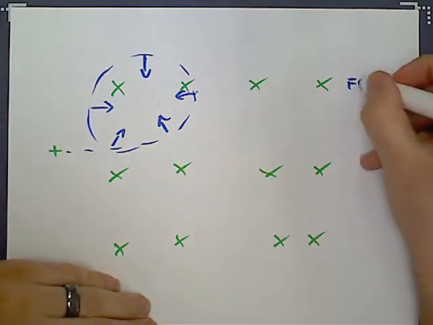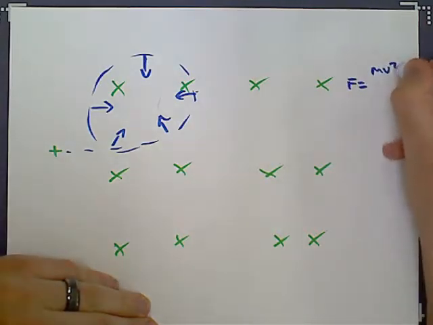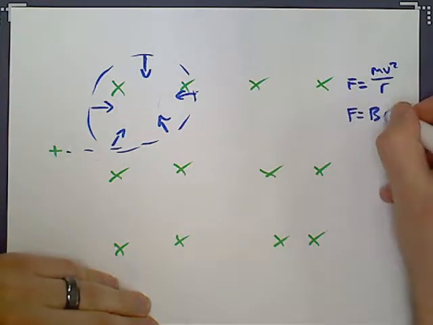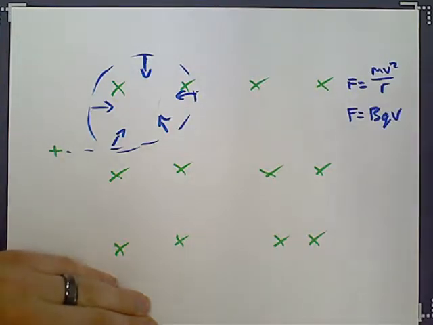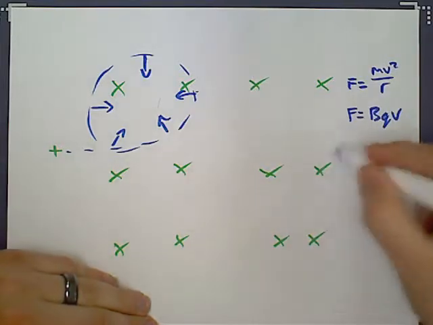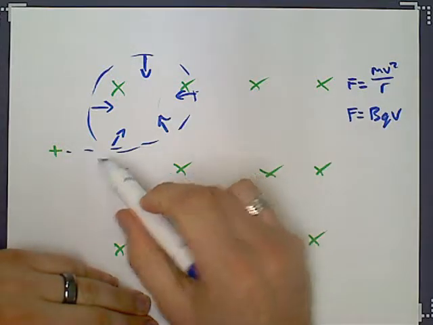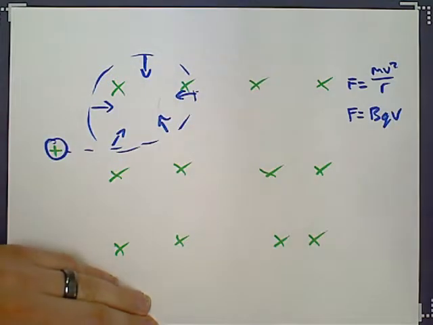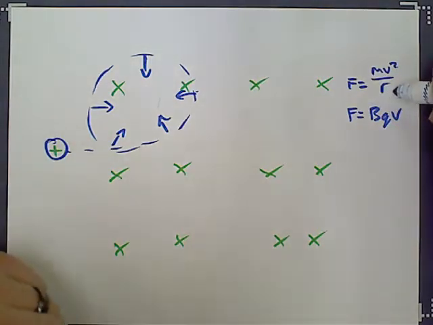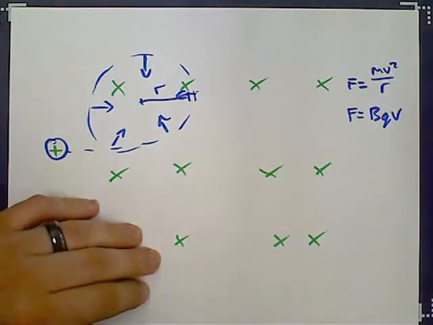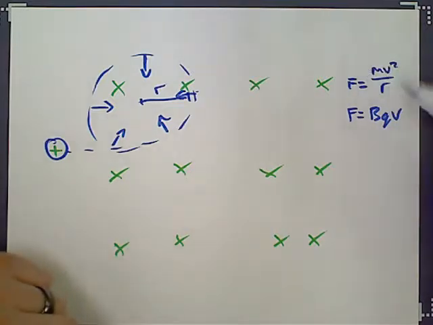So we have force is equal to mv squared over r. And that force is also equal to BQV from the previous video, where B is the magnetic flux density, these little green arrows, Q is the charge, V is the velocity of this particle that's moving in this magnetic field. In this equation, obviously, it's just a little bit of a throwback to the circular motion. So r is the radius of the circle, and v, velocity, same velocity, and the mass of the particle there.